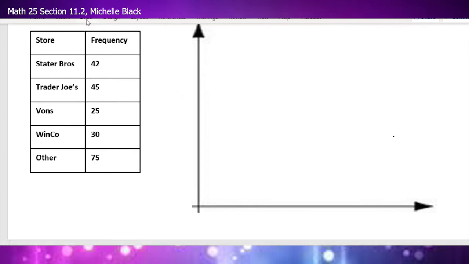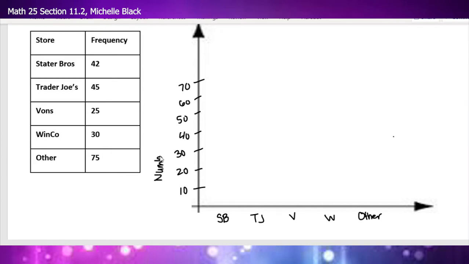On our x-axis, or our horizontal axis, we can put down the names of the grocery stores. So maybe we have Stater Brothers, Trader Joe's, Vons, Winco, and Other. And our responses seem to go only up to 75. I think a good choice would be to break this up by tens. And our vertical axis is the number of people who said they shopped at that store, while our x-axis is the name of the grocery store.